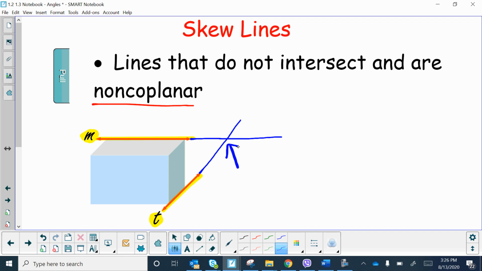So even though it appears that they intersect right here, they don't, because you have to think 3D. These are not going to intersect because line T is technically below and under it. So let's talk about that.